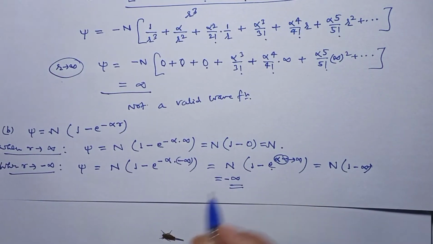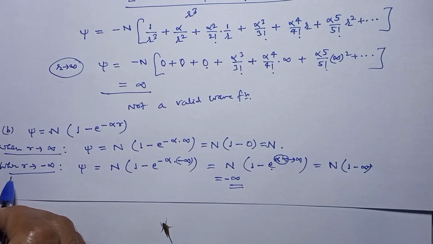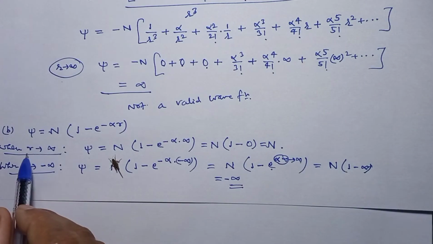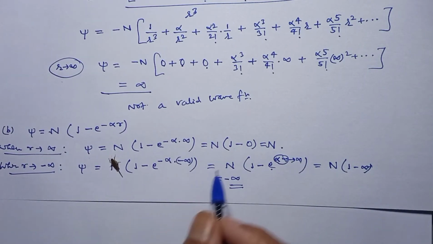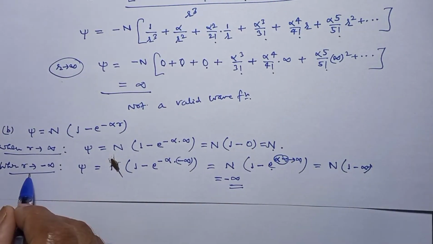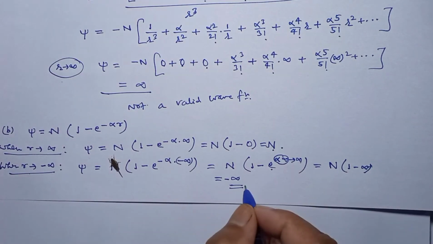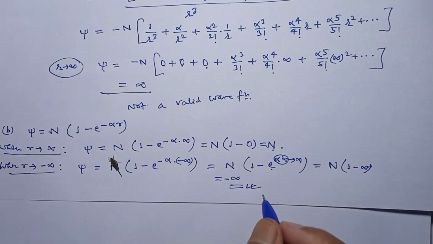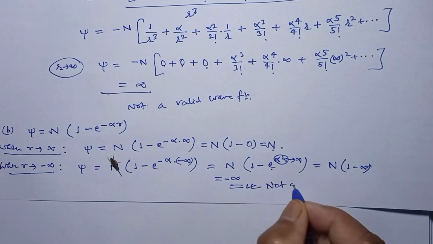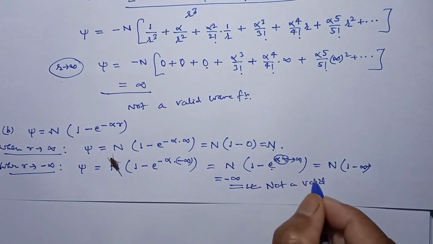So that's why this option is not a valid wave function, because at r tends to infinity it becomes N, and when r tends to minus infinity it becomes minus infinity. So it is also not a valid wave function.